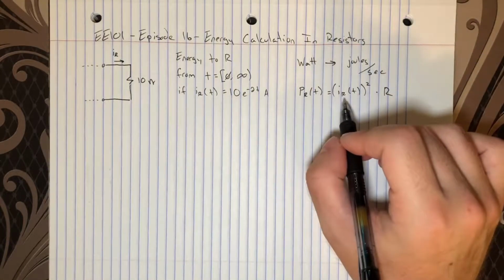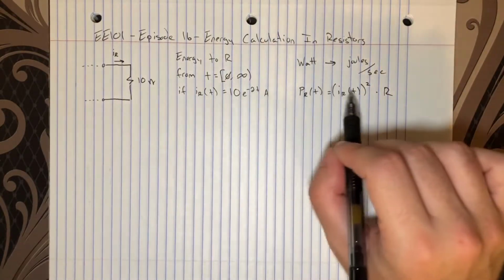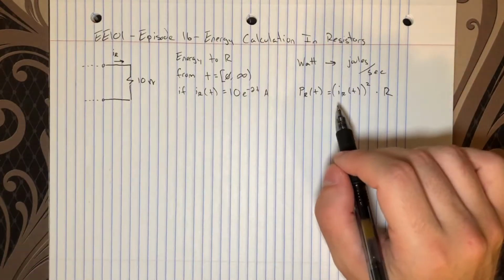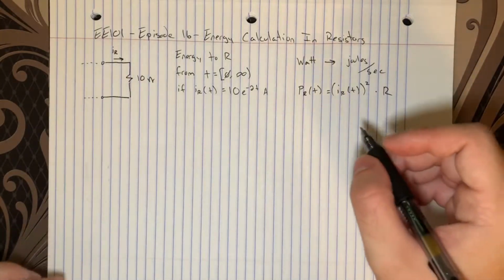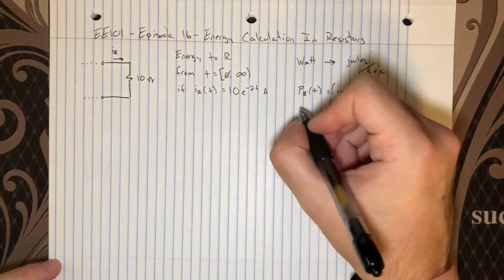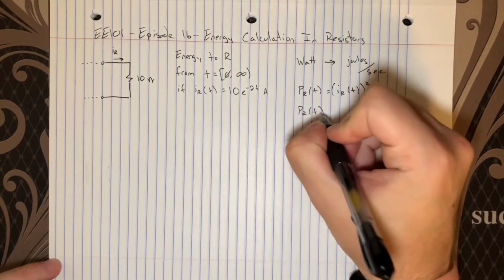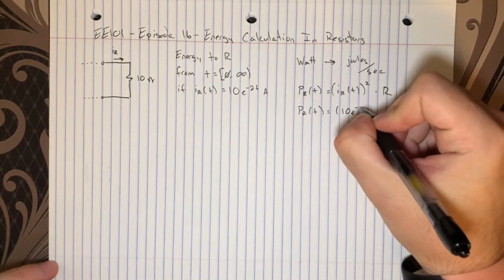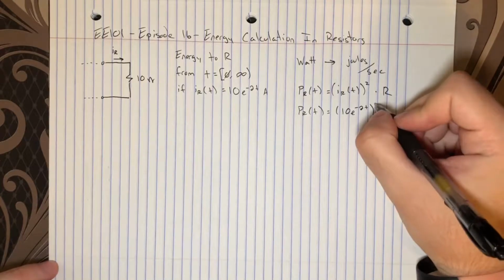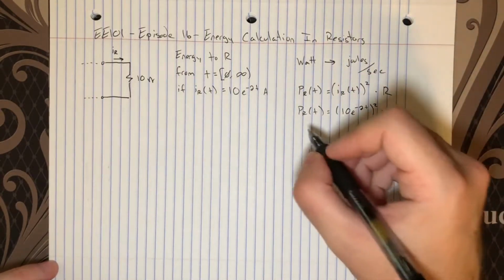And if you look at this, we have the current as a function of time. It's given in this problem. And then using this expression, we therefore have the power as a function of time. So let's go ahead and write this out fully. In this case, P_R of t equals 10 e to the minus 2t, squared, and in this case we have 10 ohms here, just like that.